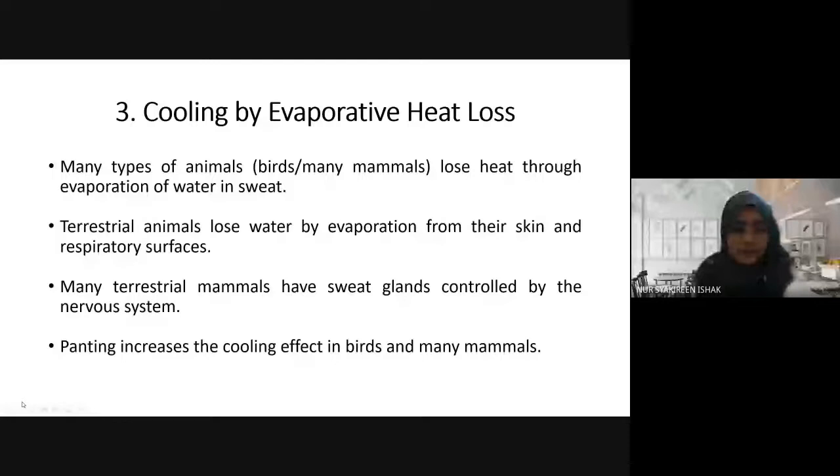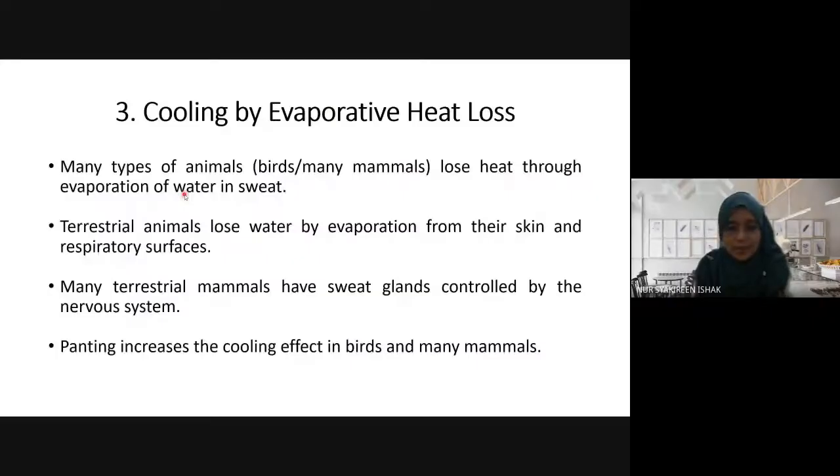So next is behavioral responses. Cooling by evaporative heat loss. So many types of animals, such as birds and mammals, lose heat through evaporation of water in sweat. Okay, so we sweat so that the sweat can absorb heat from the body, and when the sweat evaporates, it also releases the heat from the body.